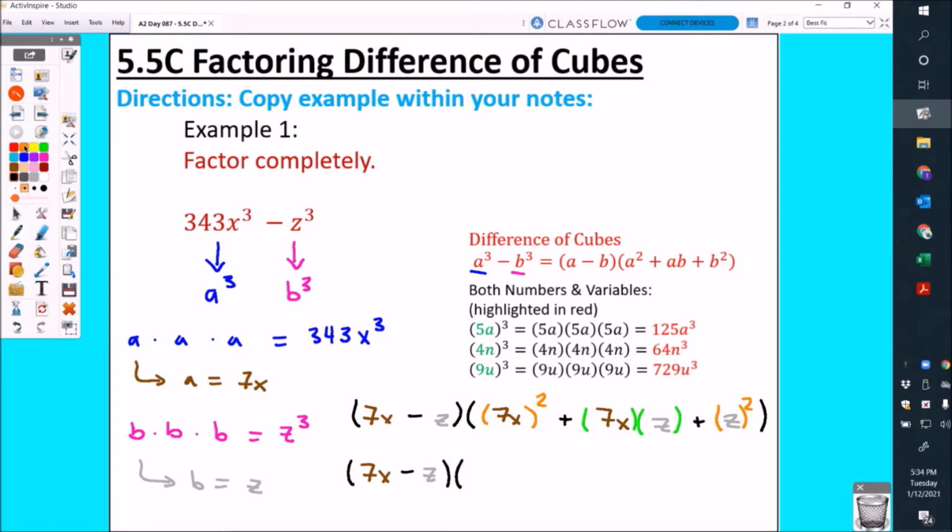Now for 7x squared, that means that it's going to be 7x times 7x. When I write that out, when I multiply, we will have 49x to the second power. Then the next part, it will be 7x times z. So basically multiplying to another variable, you're just going to put it together. When you're multiplying two variables together, you just put it in order. So it's going to be 7xz.